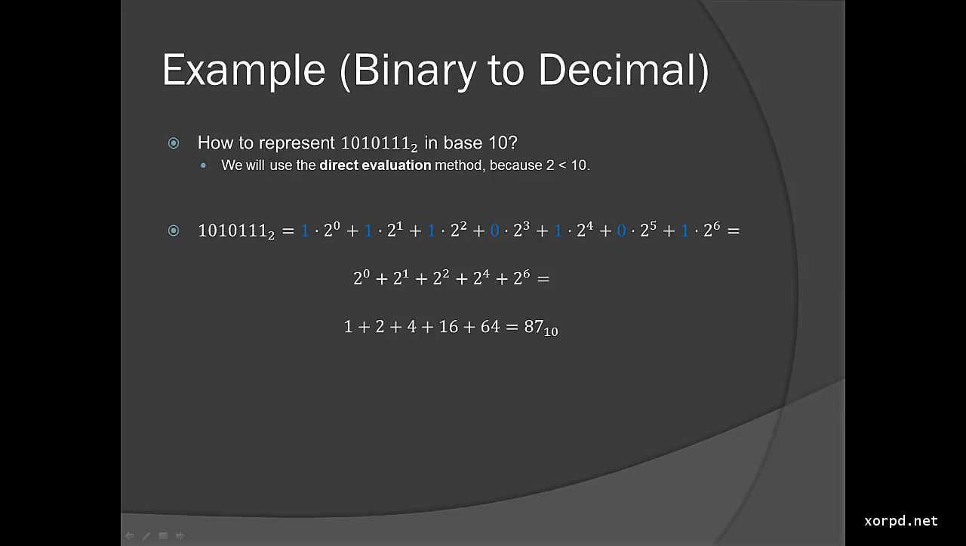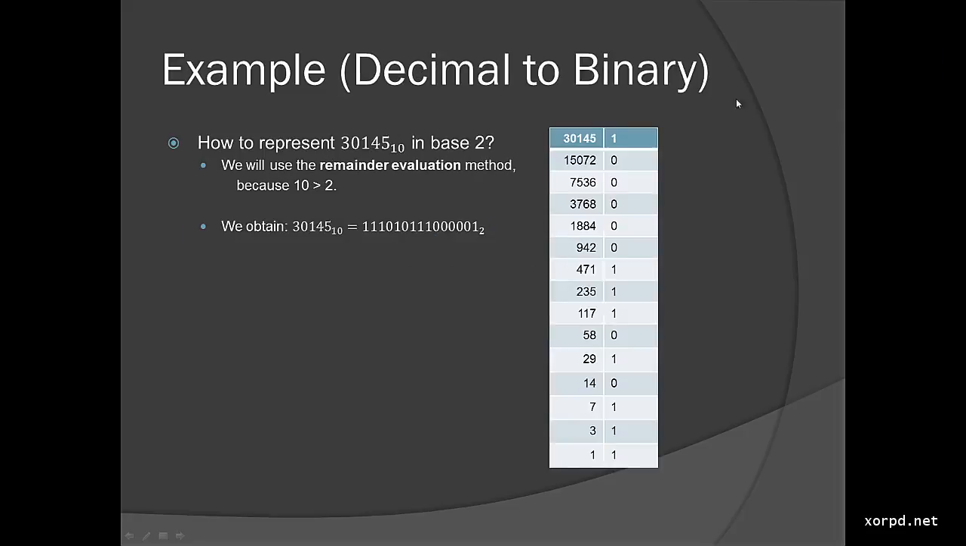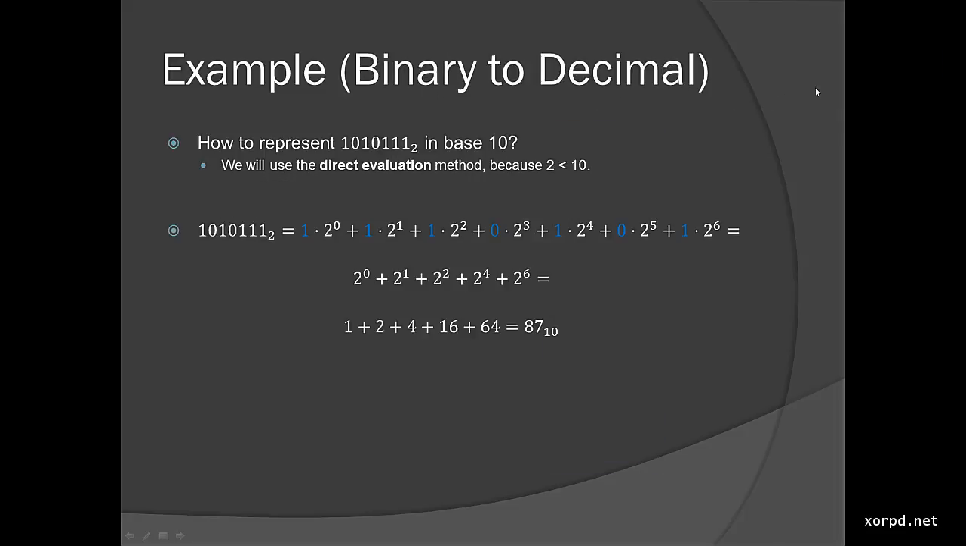Another example, converting binary to decimal. I remind you that the last example was from decimal to binary, and this is the opposite direction. For example, we want to represent this number 1, 0, 1, 0, and so on, which is in base 2, in base 10. And this time we are going to use the direct evaluation method, and that is because 2 is smaller than 10. And it is going to work about this way.